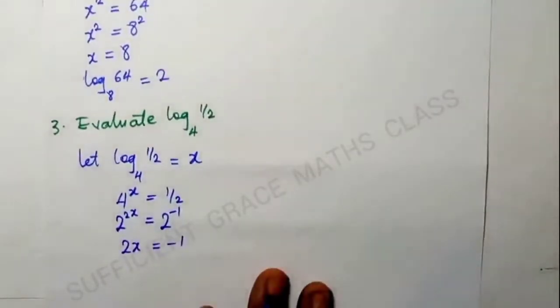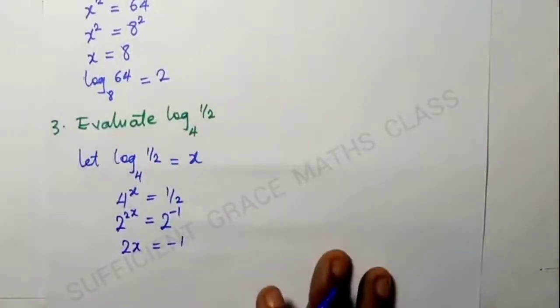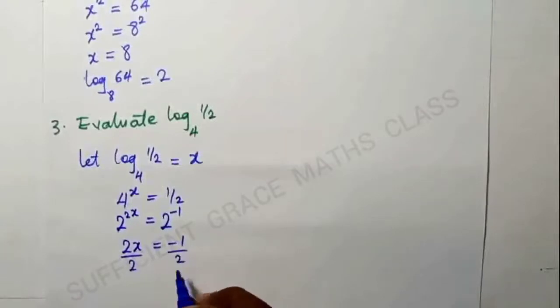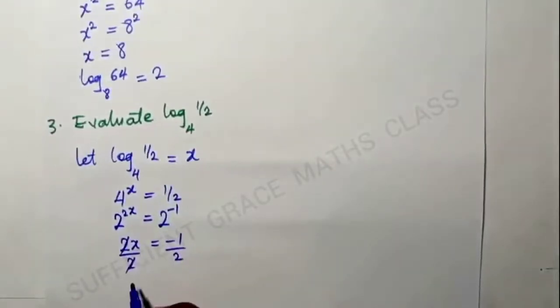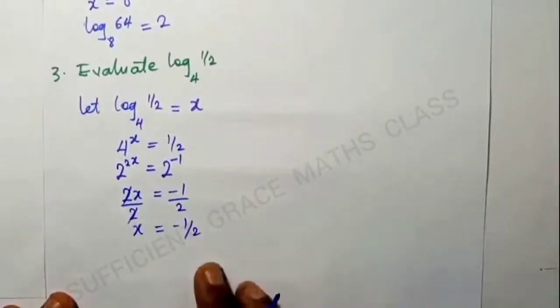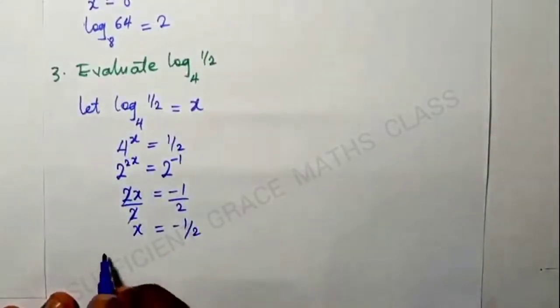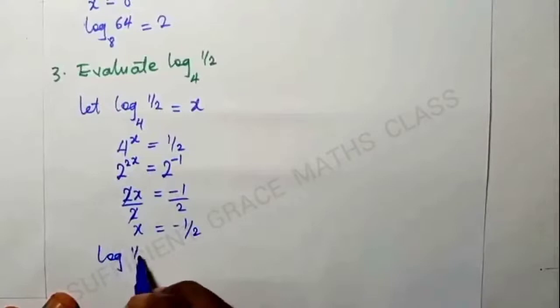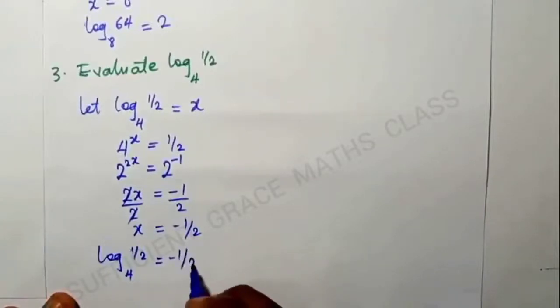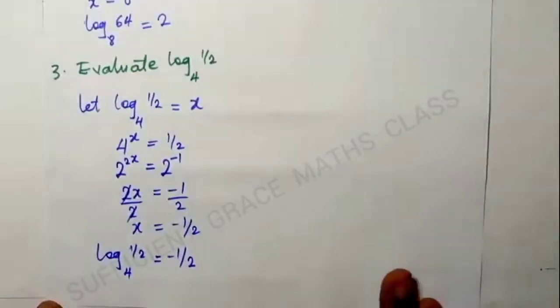Now to find the value of x, we divide both sides by the coefficient of x, which is 2. Then we have divided by 2 here, divided by 2 here, 2 cancels 2. Then we are left with x is equal to minus 1 over 2. Now that we have gotten our x to be negative 1 over 2, we can say that log of 1 over 2 to base 4 is equal to negative 1 over 2.